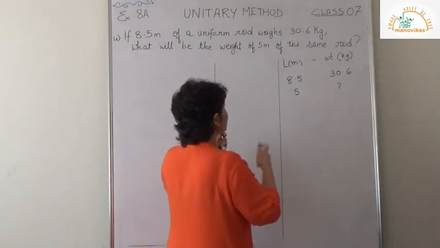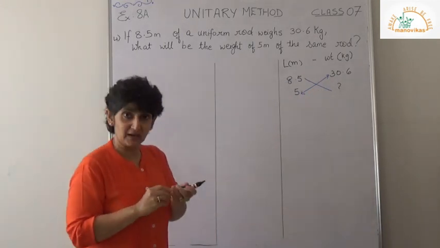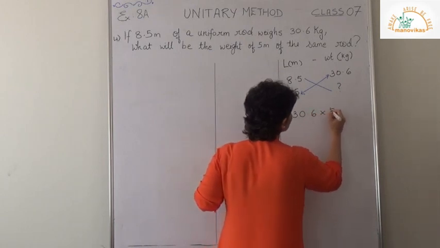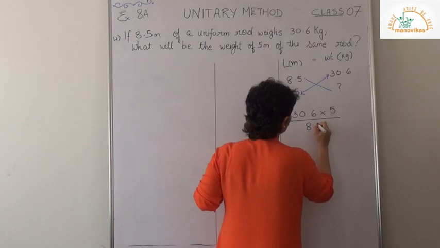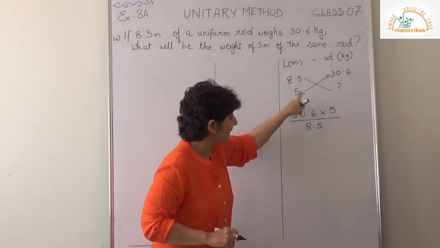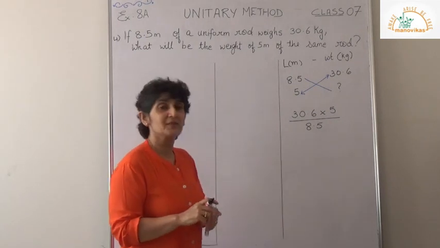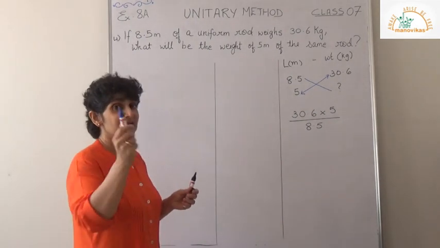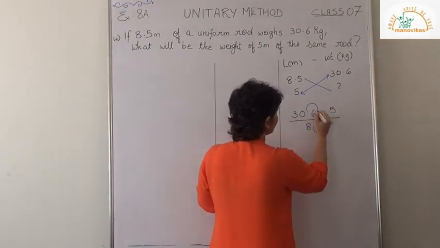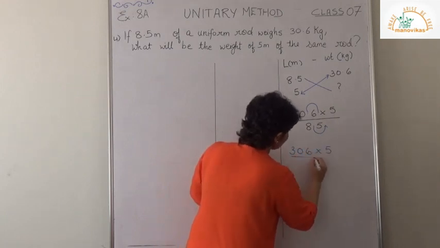Now, when I cross multiply here, where there are two numbers, we multiply, right? So I get 30.6 multiplied by 5 upon 8.5. Have you understood? Wherever there are two numbers, you multiply, and wherever your question mark is, that comes below, divided by 8.5. I have a decimal in my denominator. Shift one place, I shift one here too. So I get 306 into 5 upon 85.